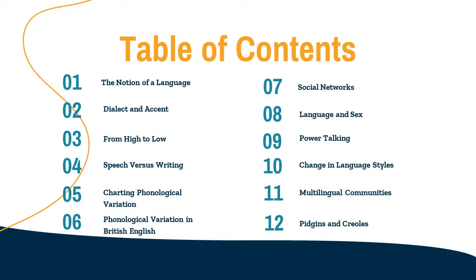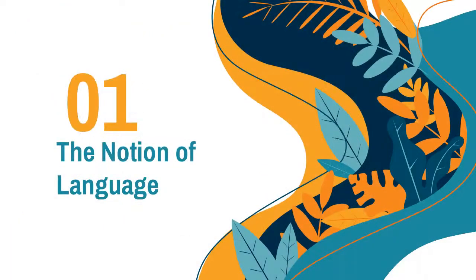We are going to talk about 12 topics. There are the notion of a language, dialect and accent, from high to low, speech versus writing, charting phonological variation in British English, social networks, language and sex, power talking, change in language styles, and multilingual communities. The first one is the notion of language.